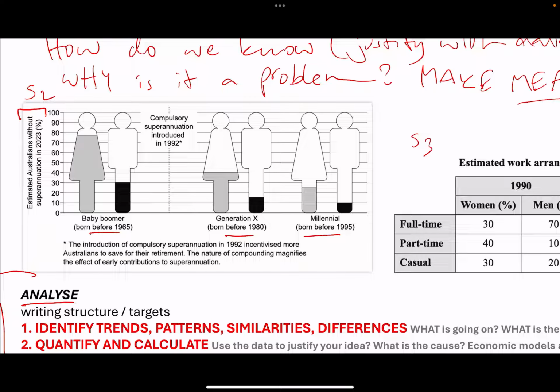Now we can see that our women, really high. Men, baby boomers, they seem to have in 2023, 70% of male baby boomers have superannuation accounts. Okay, people born before 1965 in 2023 for women, only about 20%, just over 20% of women have superannuation accounts. The grey area represents those without superannuation accounts.